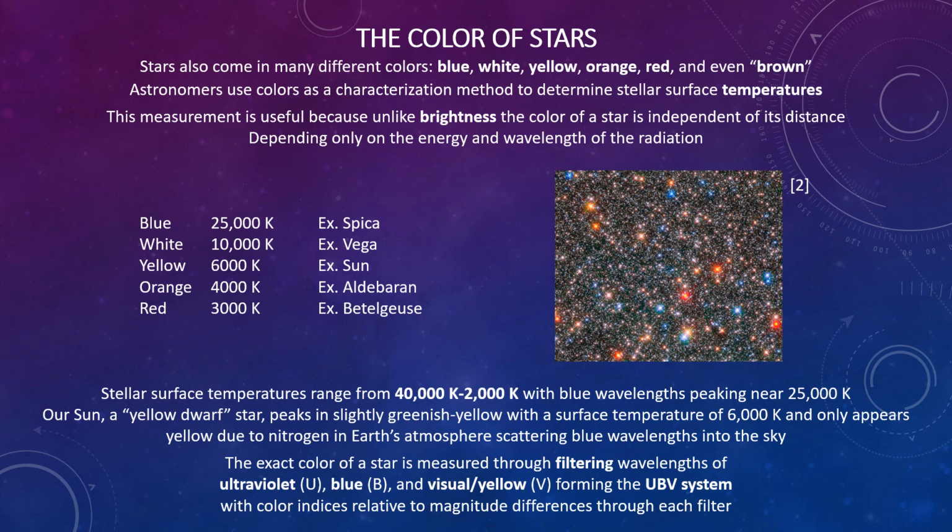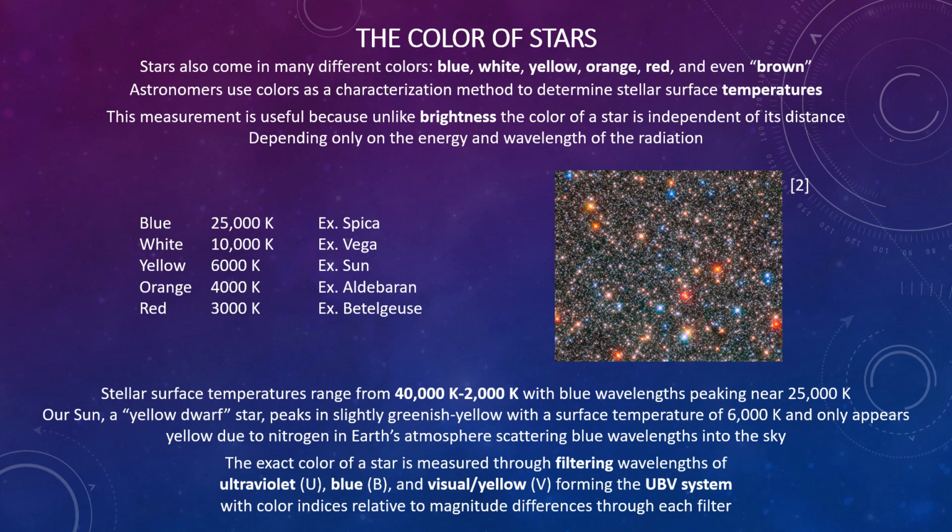Now we're going to talk about the color of stars. So stars come in a large variety of colors. There are blue stars, white, yellow, orange, and even brown dwarf stars. So astronomers use color as a very important characteristic tool to determine the surface temperature of the star. So this measurement is very useful because unlike brightness, the color is independent of the distance, and it only depends on the energy and the wavelength of the radiation being emitted by that star.